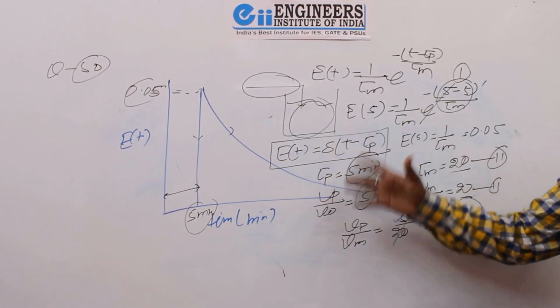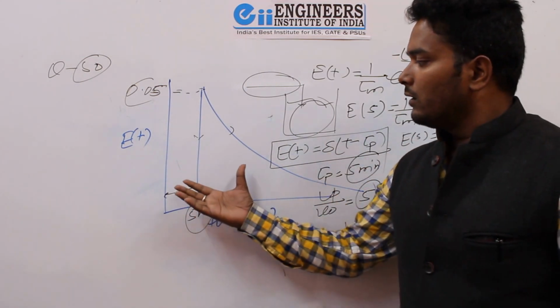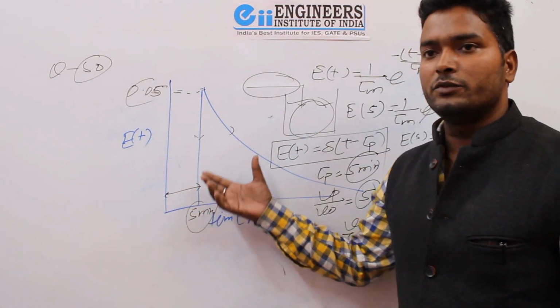Simply, this question is totally based on the non-ideal reactor and the exit age distribution curve.